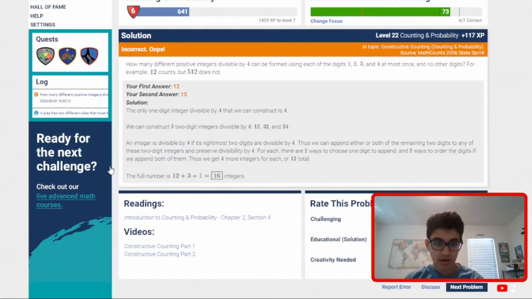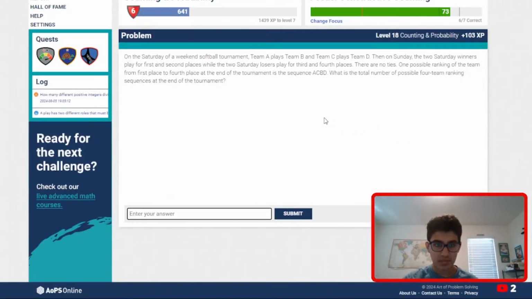Never mind. 3 two-digit integers. So what's the thing that we're missing? The only one-digit integer. Oh, I think that's what we missed. We assumed that you have to have the 3 at the end, right? And integers divisible by 4. So the 15 part we got, 12 plus 3 we got that, but we just missed that you can have 4 as well. So that's what we got wrong over there.